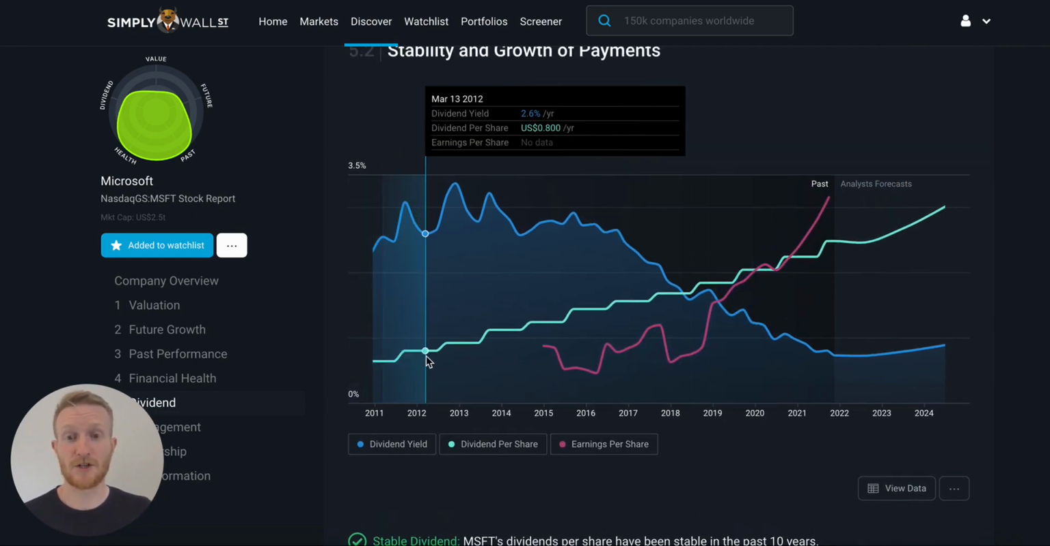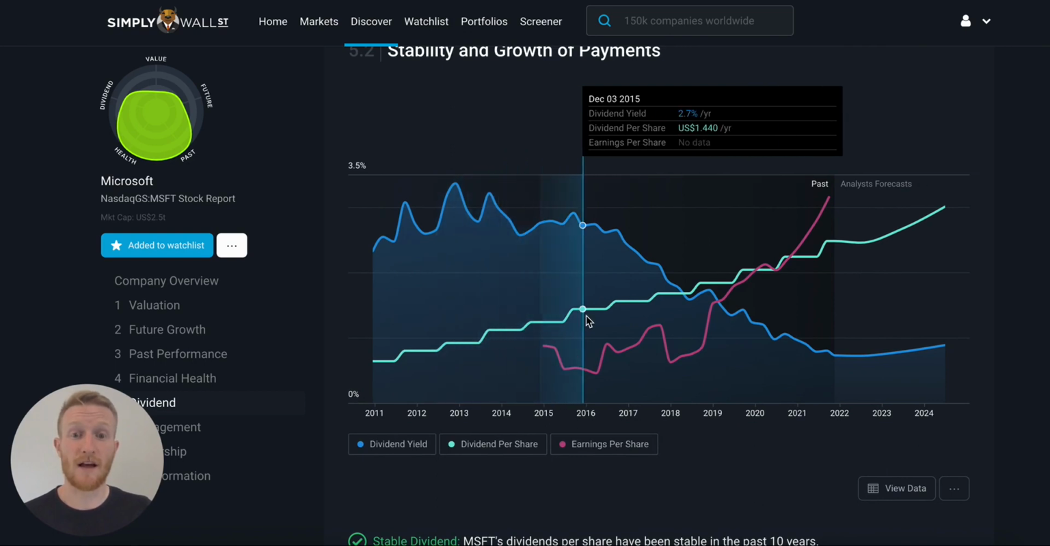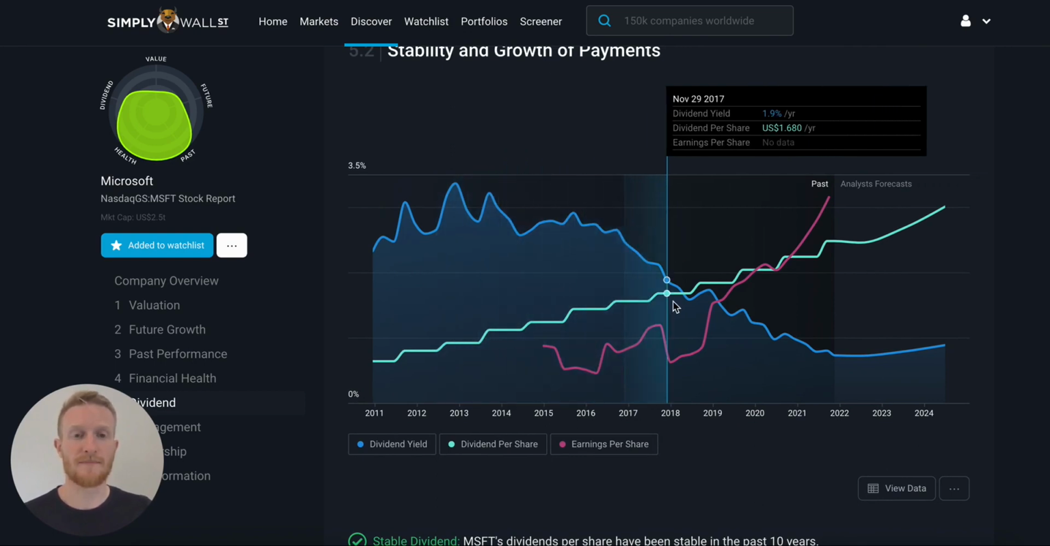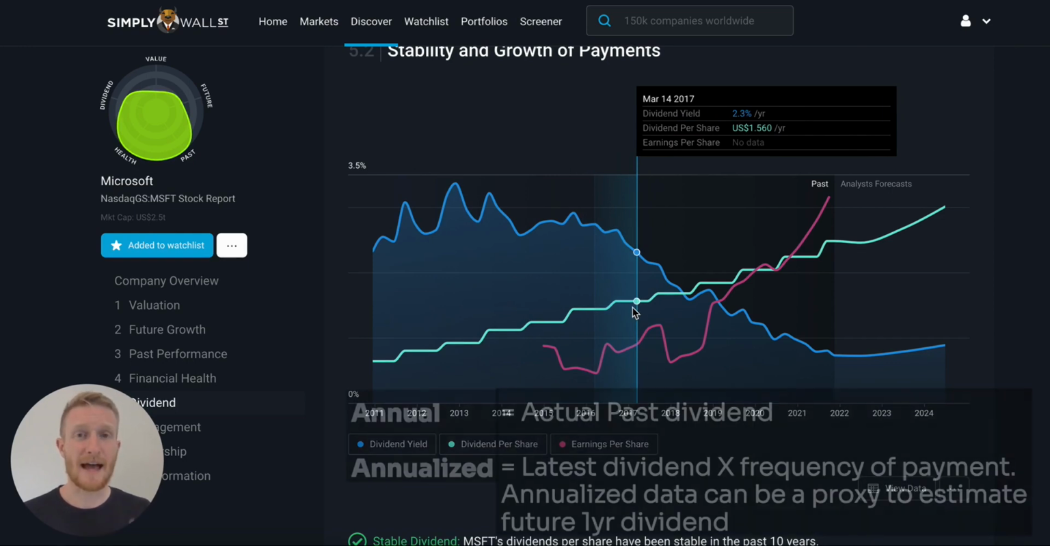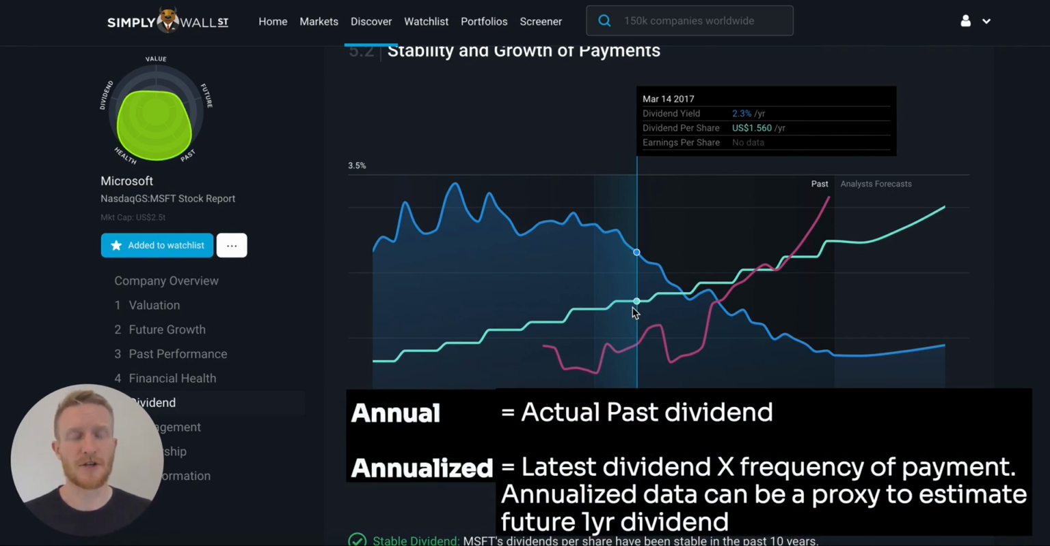First of all, like I mentioned, you can see that the company has consistently and reliably been able to increase its dividend. So this teal blue line is the dividend payments per share, and they're annualized figures rather than annual. Annual dividends are backwards looking, whereas annualized dividends are a good proxy for forward looking payments. So that's something to keep in mind when you're looking at this chart here.